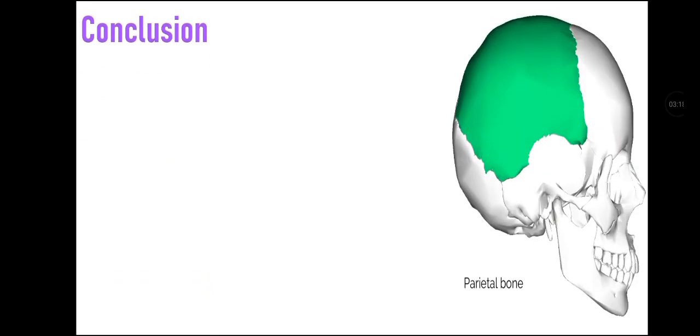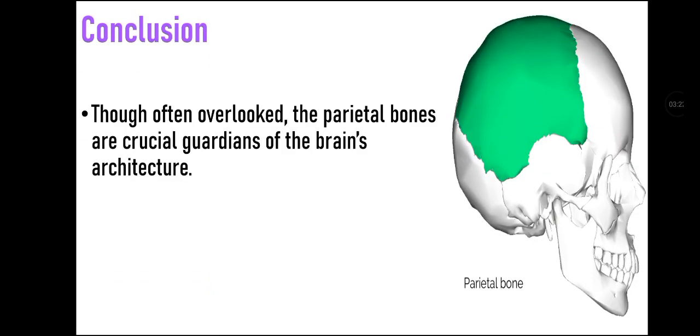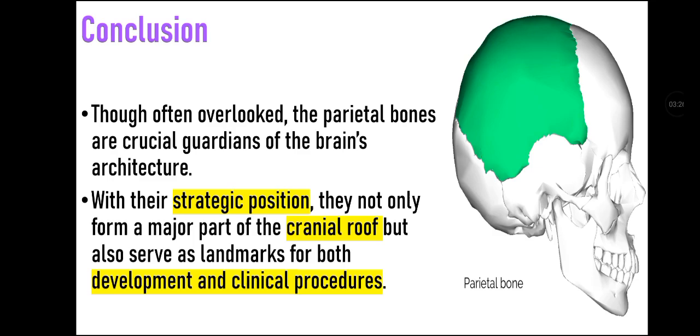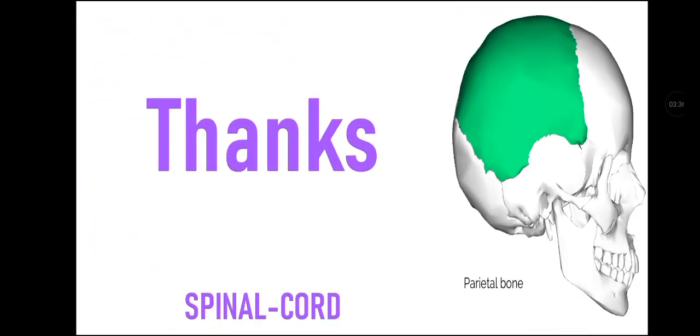shapes. Now let's talk about the conclusion of this lecture video. Though often overlooked, the parietal bones are crucial guardians of the brain architecture. With their strategic position, they not only form a major part of the cranial roof but also serve as a landmark for both development and clinical procedures. And this was all about the parietal bone.